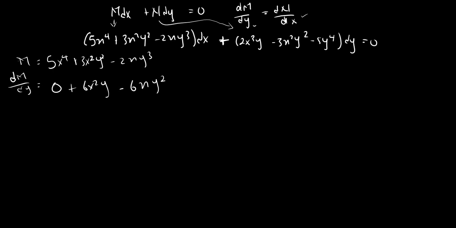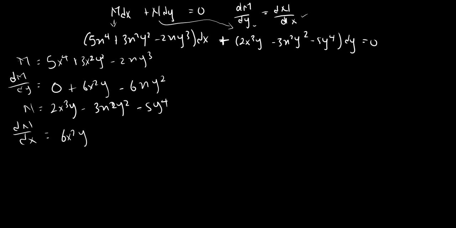Now we are going to check for N. N is equal to 2x^3y - 3x^2y^2 - 5y^4, and then we check dN/dx. Here we are differentiating with respect to x. This will give us 6x^2y - 6xy^2, and the term minus 5y^4 does not have an x, so it is a constant and gives 0. So dN/dx is equal to 6x^2y - 6xy^2, and this is equal to dM/dy, which is 6x^2y - 6xy^2.